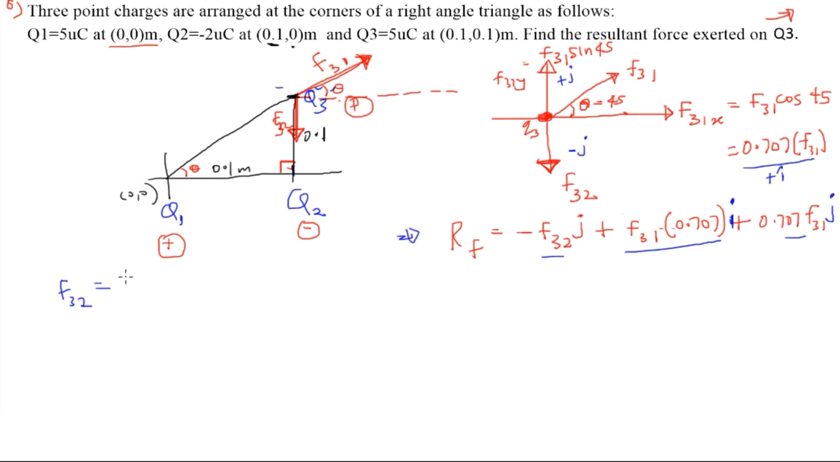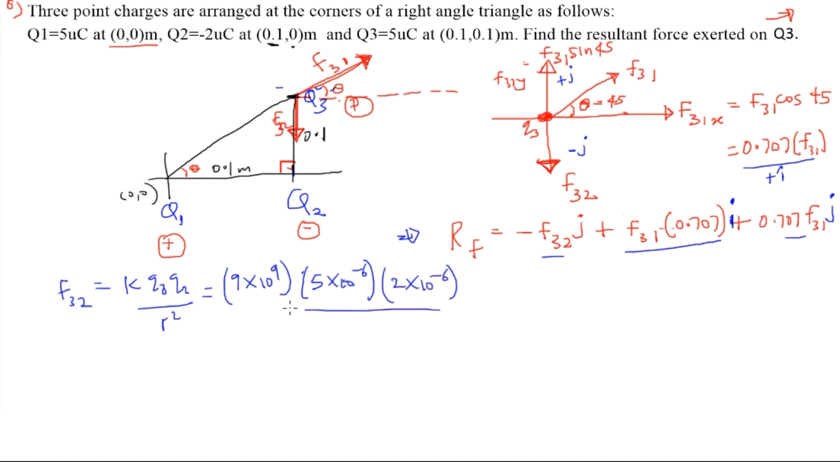Now what is F32? F32 is K Q3 Q2 upon the square of their distance. So K is 9 times 10 raised to power 9, and Q3, of course, that is 5 micro, that's 5 times 10 raised to power minus 6, and then Q2, that is 2 micro, 2 times 10 raised to power minus 6, upon the square of their distance. The distance between Q3 and Q2 is 0.1, so it has to be squared. Now what is this on the calculator? On the calculator, that will be equal to 9 Newton.